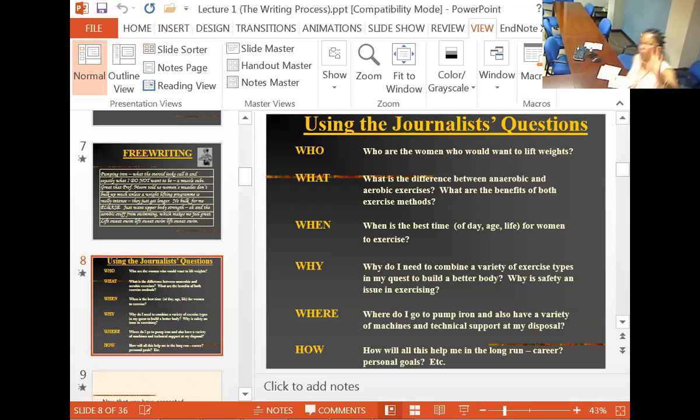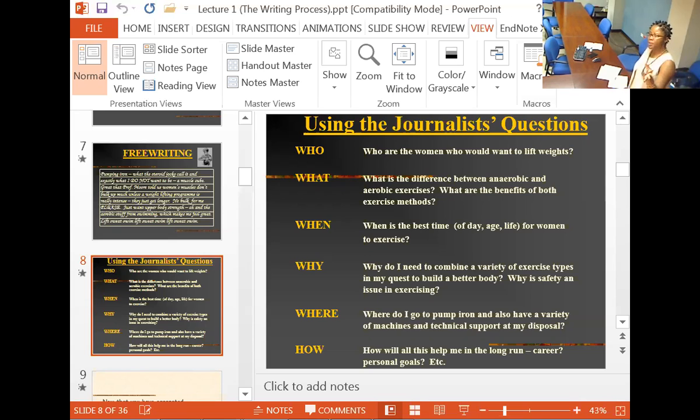So notice the what question really, it's not just one, and I guess you could add any number of what questions here, because that will help you to generate information. Another question, when is the best time of day or age or time of life for women to exercise? Like some women just don't want to hit 40 looking haggard, right? Or 50. So when do you determine that you should start exercising as a female?